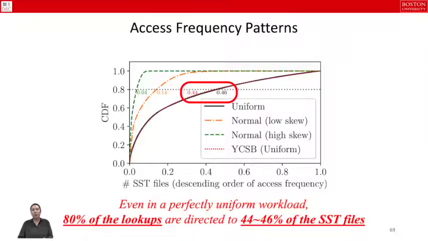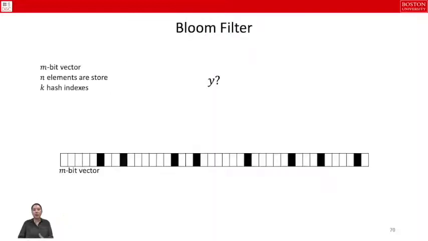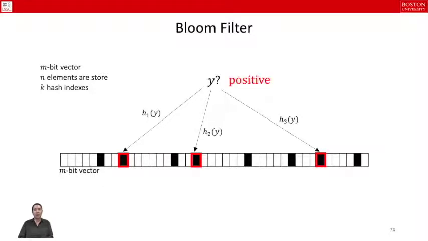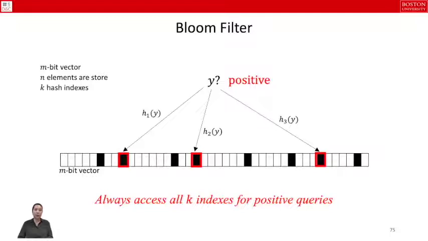But before describing our new design, let's take a detour on the textbook Bloom filter to set the stage. A Bloom filter is a simple bit vector that can identify the membership of inputs. To query a Bloom filter, we need to calculate k hash indexes and serially check the bits indicated by those hash indexes. If all bits are set, then it is positive. Here, we always need to access all k hash indexes for positive queries.